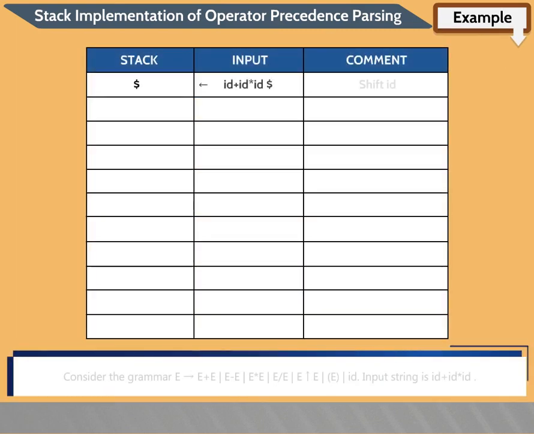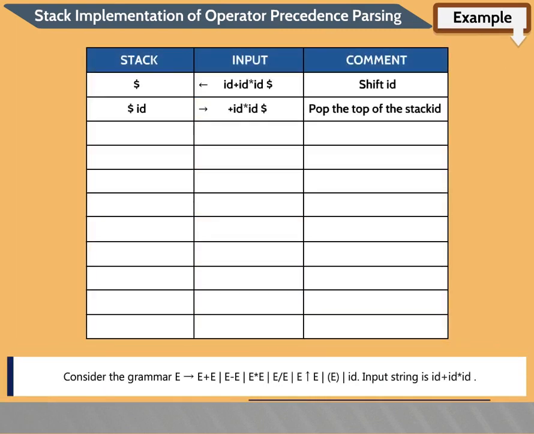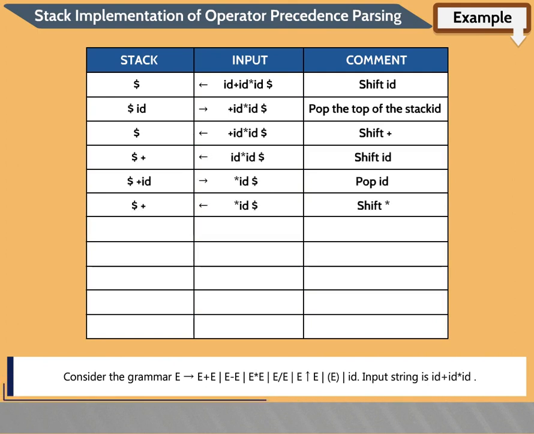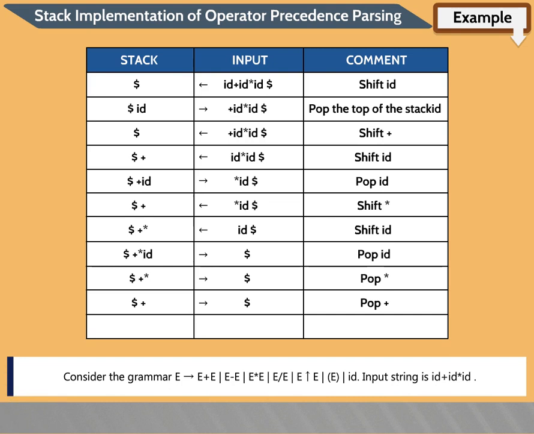Example: consider the grammar E provides E plus E, E minus E, E into E, E divided by E, E higher precedence E, id. Input string is id plus id into id. The implementation is as follows.